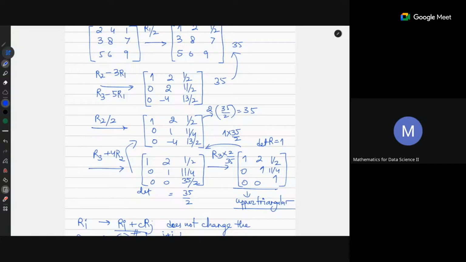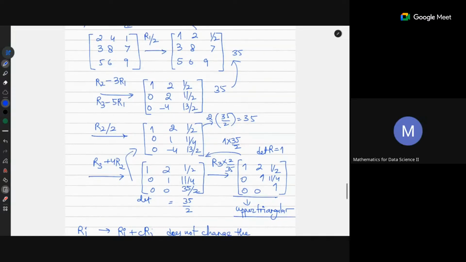So now by going backwards, we will multiply the determinant by 2. So basically, you can think of it that way. Then we have 30 by 2, then we have 35, backward.